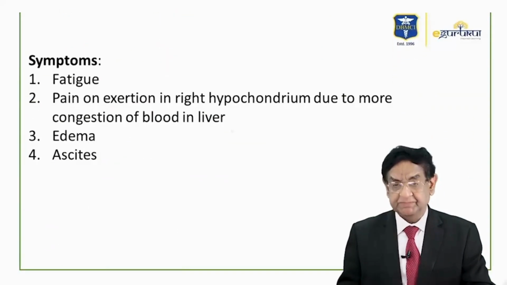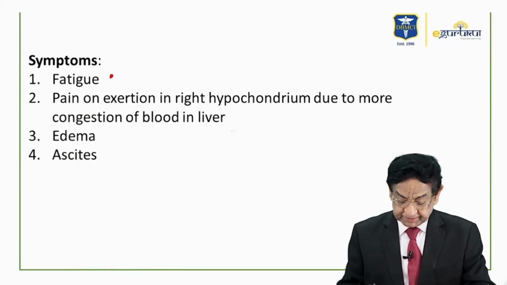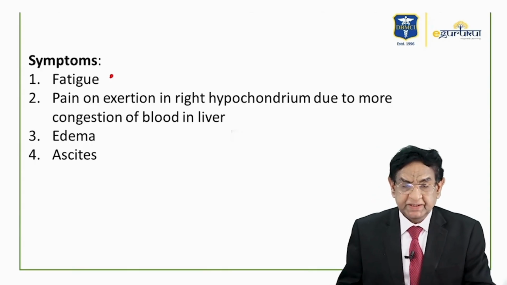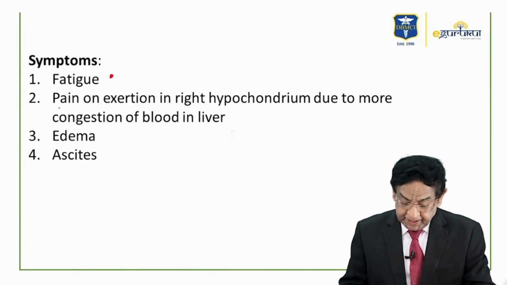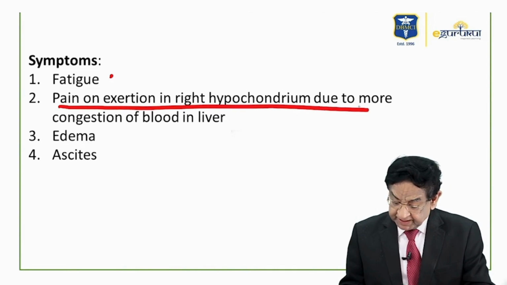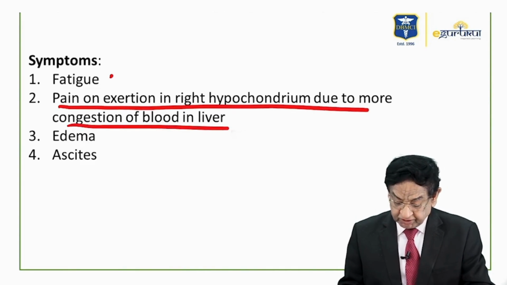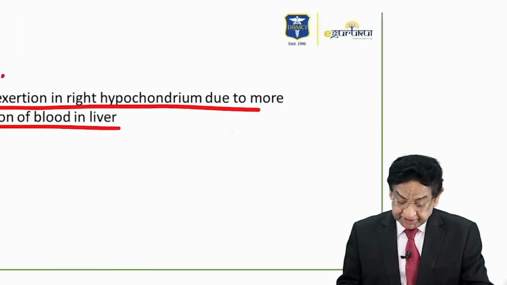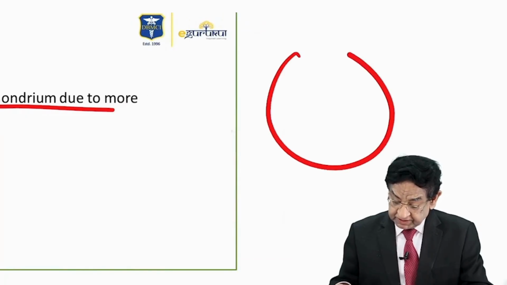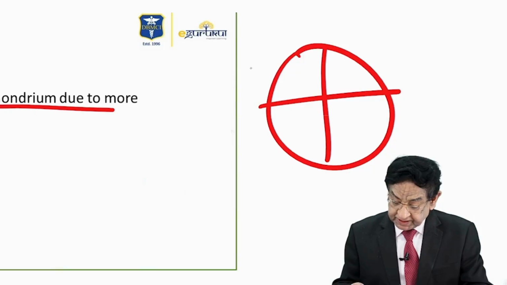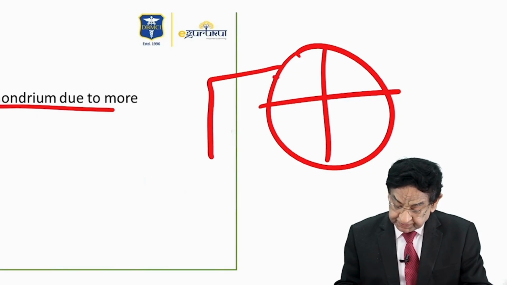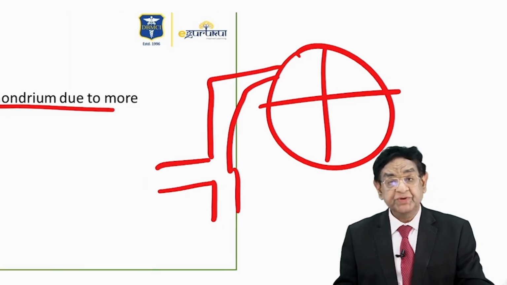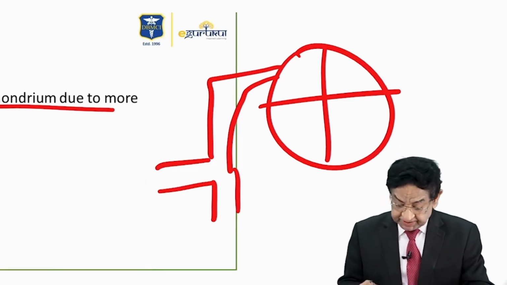Now, what are the symptoms? Usually fatigue, it's non-specific, okay. Pain on exertion in right hypochondrium due to congestion of blood in the liver. Well, let me explain to you what this is. This is the inferior vena cava, and this is the hepatic vein which drains into inferior vena cava. This is the liver.